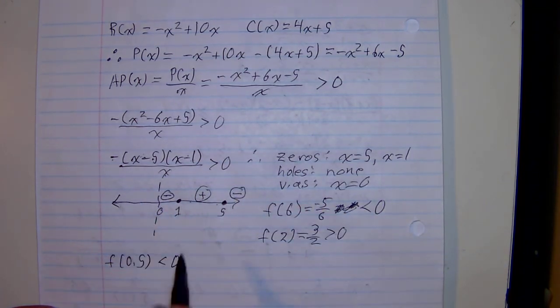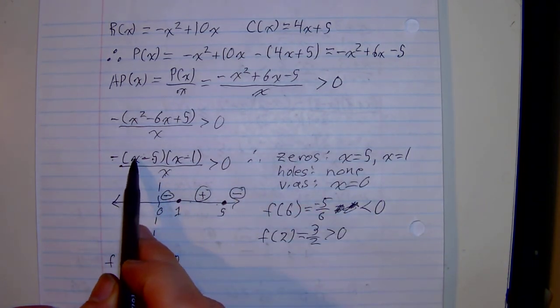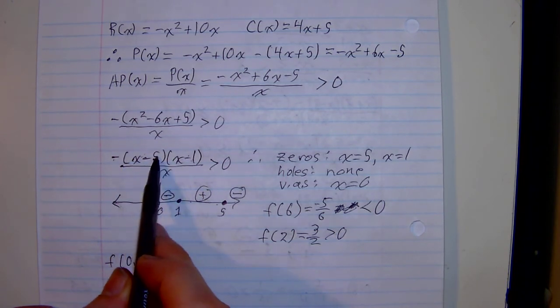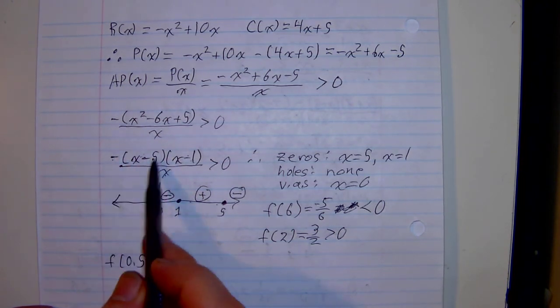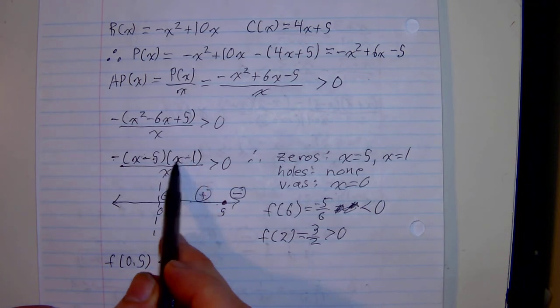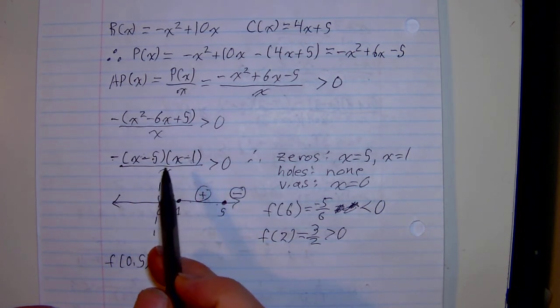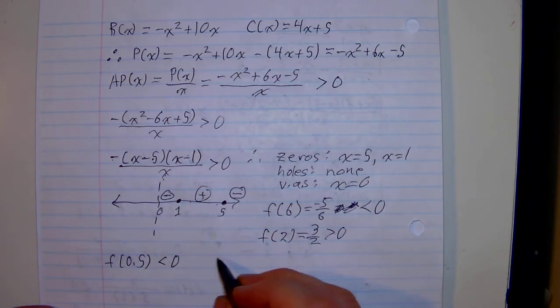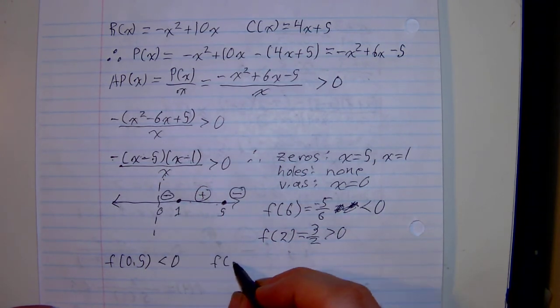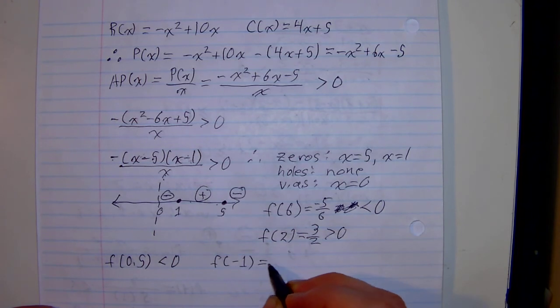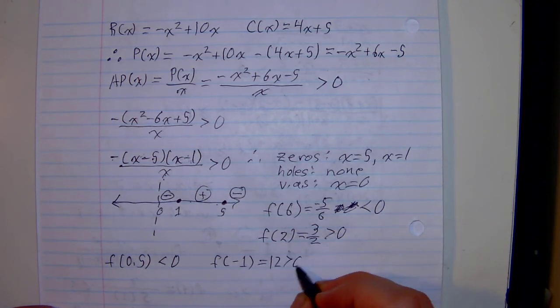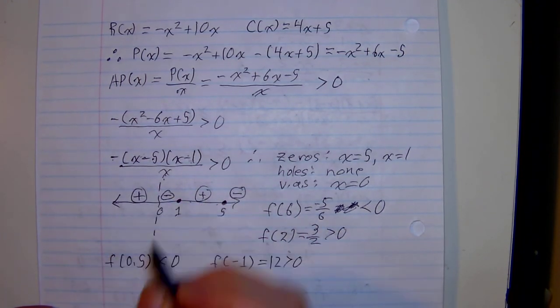And over here, if I sub in negative 1 minus 5, that's negative 6 times negative is positive 6. Negative 1 minus 1 is negative 2 times positive 6 is negative 12. Divided by negative 1 is positive 12. So f of negative 1 is 12, which is greater than 0, and so we get positive there.